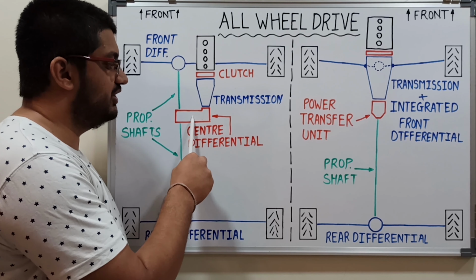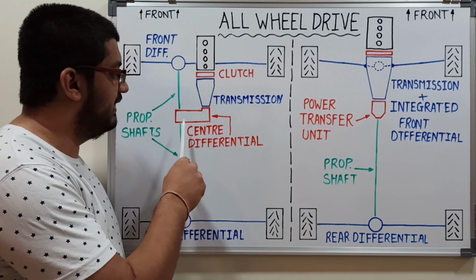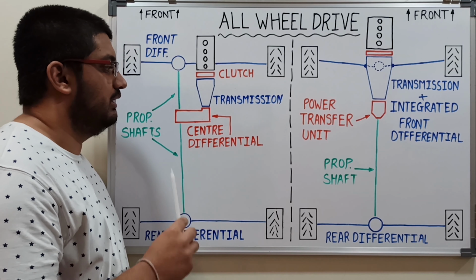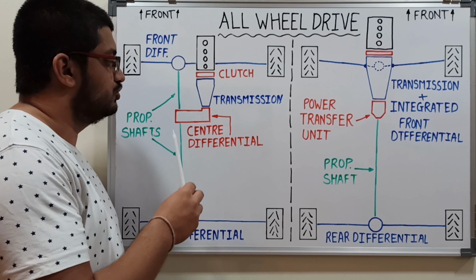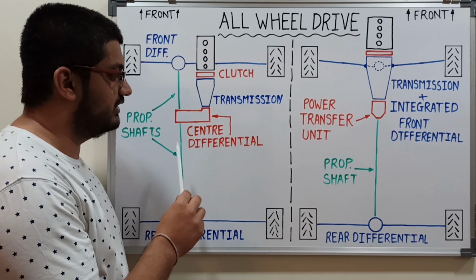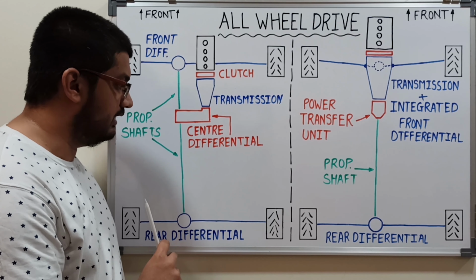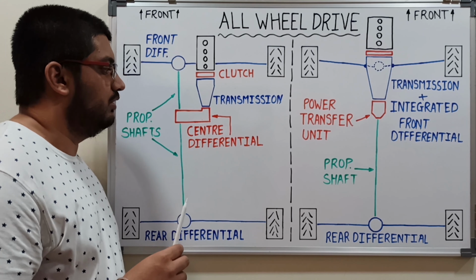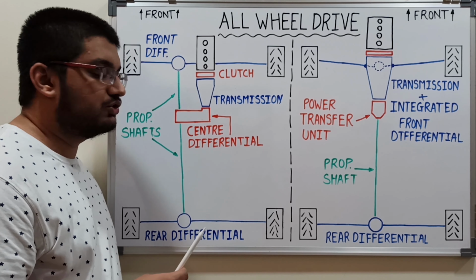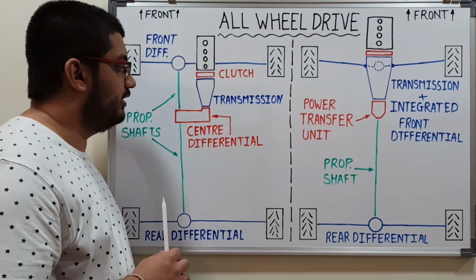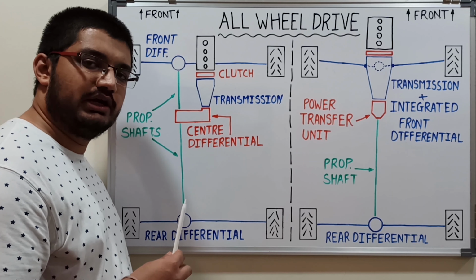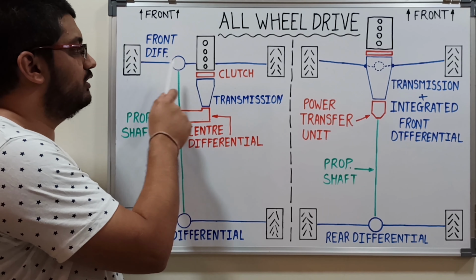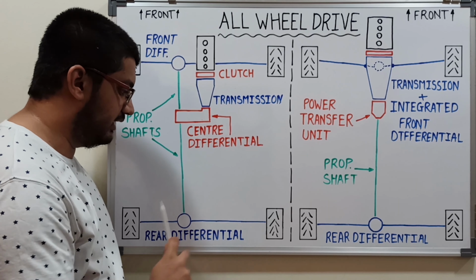The central differential has the job to split this power between the front and rear axle. It is different than the transfer case, but the job is pretty much similar. So the central differential, or the center differential, splits the power between front and rear axle, which is done electronically. So it might have either visco couplings, which are called viscous couplings as well, or multiplate clutches, which are controlled electronically to split this power between the two axles. And then there is a front differential for the front axle and the rear differential for the rear axle.